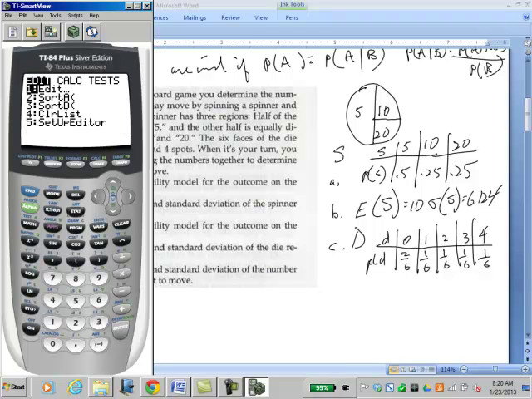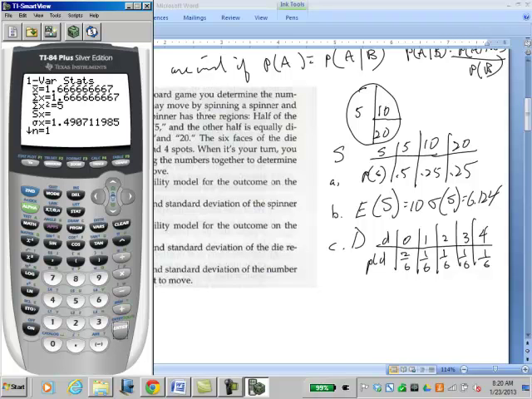Stat, calc, one variable stats, L1, comma, L2. By the way, if you ever do this and there's nothing in L2, that is, you're just putting in a bunch of values, if you put L1 and L2, it won't hurt anything.